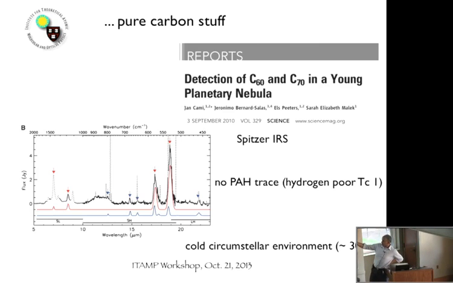Now, the conclusion was that no PAHs were found, and I think this is still true, if I understand correctly, because this planetary nebula has a hydrogen-poor environment. And also the temperatures are low. It's about 300 degrees, room temperature.